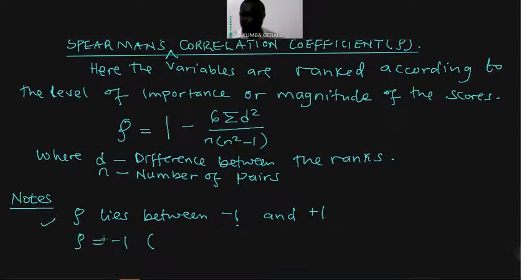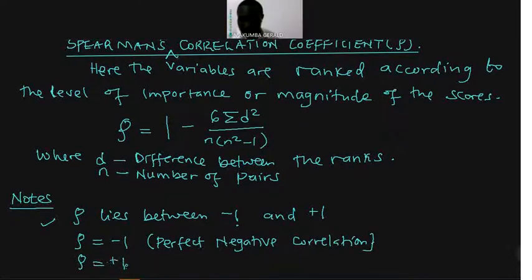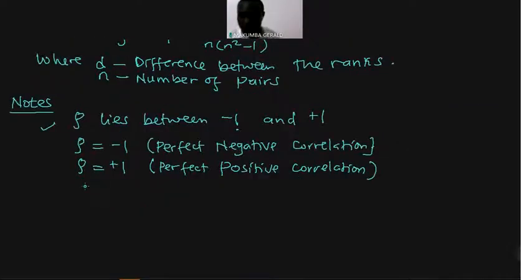So when you calculate and you find that rho is equal to -1, this means a perfect negative correlation. When you find that rho is +1, this is a perfect positive correlation. How about if you calculate and you find that rho is equal to 0? We saw that type of correlation, zero correlation.